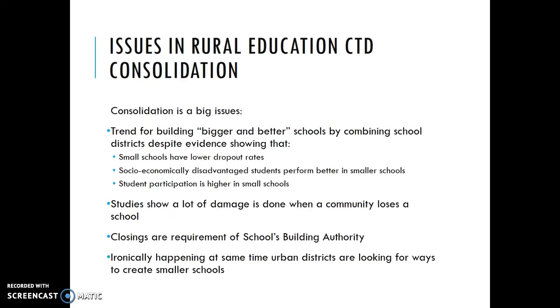Again, studies show a lot of damage is done when a community loses a school. Closings happen because of requirements of the school building authority, and ironically they're happening at the same time that urban districts are looking for ways to create smaller schools. The reading talks about schools within schools to try to get that smaller school feeling in urban areas. This actually happened in the town I am from. They consolidated the elementary schools, and we only have one middle school and one high school, so there's no way to consolidate those. But now there are higher, I believe, teacher to student ratios because of the consolidation.